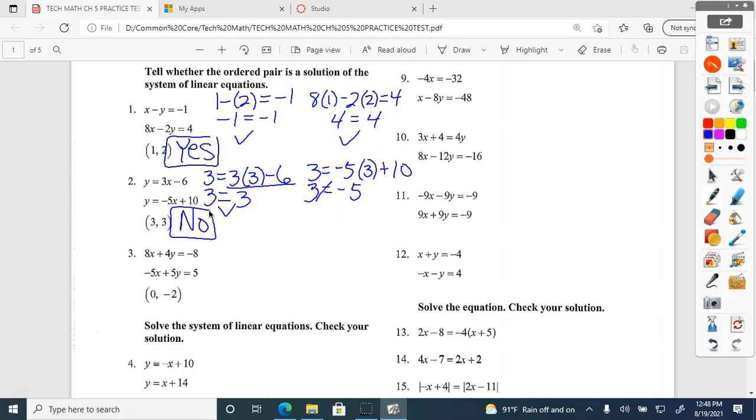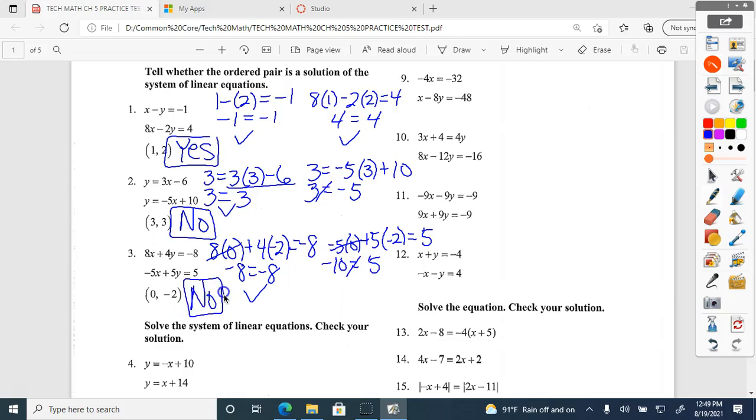All right, last one of these. 8 times 0 plus 4 times -2 is supposed to equal -8. So 8 times 0 cancels. We get -8 equals -8. So that one worked. And here, -5 times 0 plus 5 times -2 is supposed to equal 5. That goes away. Does -10 equal +5? No. So that one is a no as well. Any questions on 1 through 3? Easy peasy. Awesome. All right.